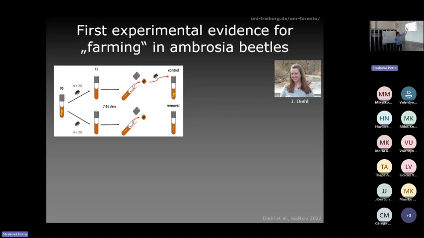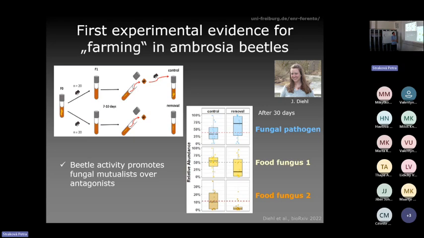What one of my PhD students did some years ago, she actually let a mother start a nest, and after a week, after starting the fungus community, but before laying eggs, she removed the mother again, and then after, I think it was 30 days, she looked at the fungus community with beetles and without beetles. What she saw is that without beetles, there are more fungal pathogens in the nest, and the two food fungi that are really important for the beetles are found in lower abundances. So apparently, this beetle activity can promote their nutritional fungi.